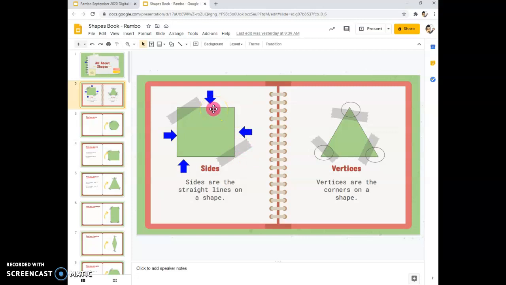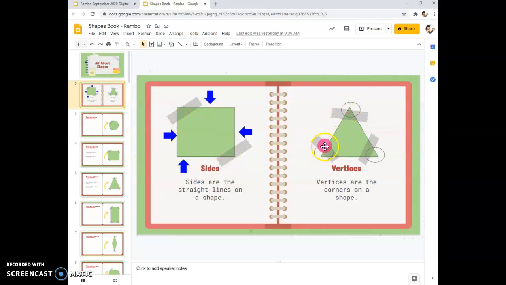Show me a thumb if you know what sides are, what sides on a shape are. Aaron, what are sides? Lines, good job. Okay, Aaron, I'm gonna check your brain. Are you ready? Are sides straight lines? Or can they be curvy, wiggly lines? They're straight lines. They have to be straight lines, right?